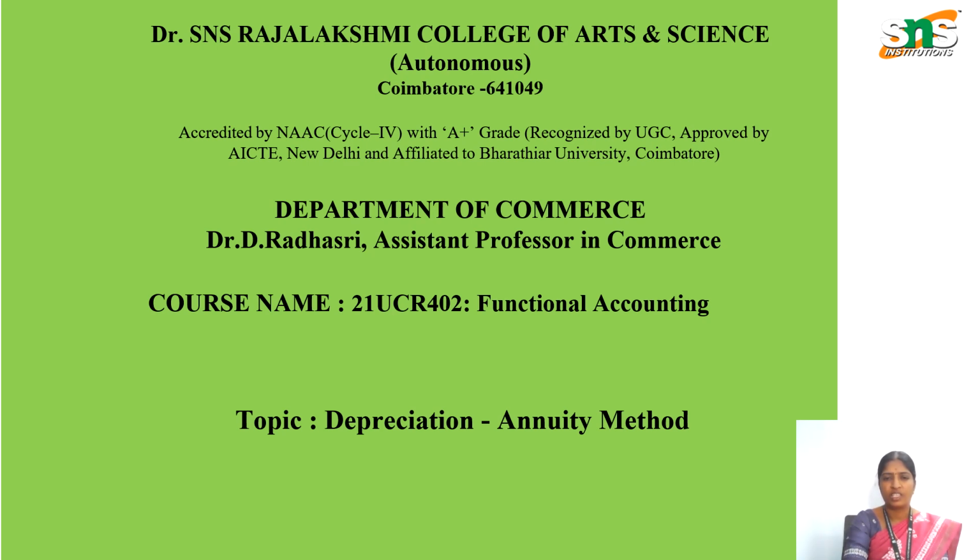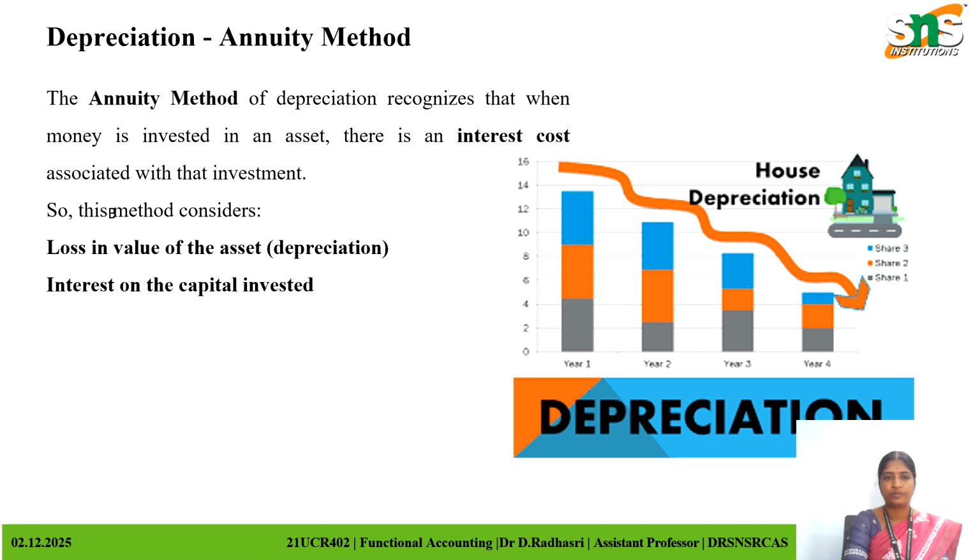Today we are going to see about functional accounting. In that, we will see about the Annuity method. In the last class, we discussed the straight line method and the reducing value method. The third method of depreciation is the Annuity method. It is totally different from the straight line and reducing value methods. Let me explain what the Annuity method is.